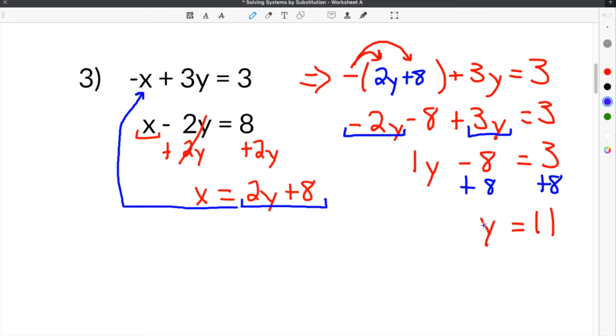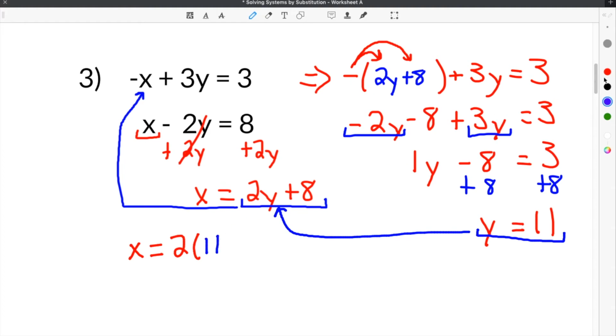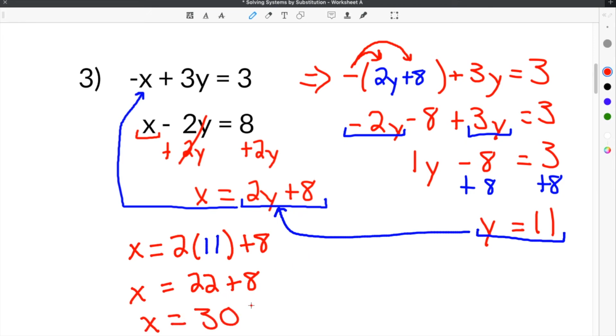So now we're going to take y equals 11, and we're going to substitute 11 in for the y back in the equation we simplified for x. So now we have x equals 2 times, we know y is 11, so we're going to substitute 11 in for y, plus 8. 2 times 11 is 22 plus 8, and when you solve 22 plus 8, you will get 30. So the solution, because we have to have a coordinate, is x equals 30, y is 11, and that's our total solution.